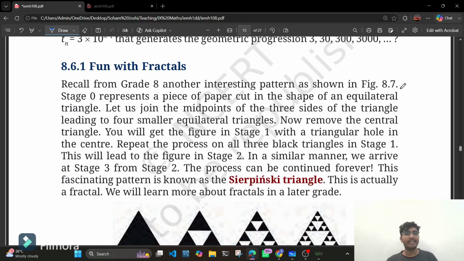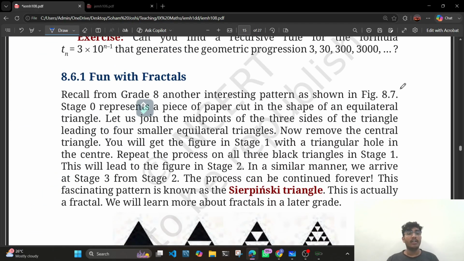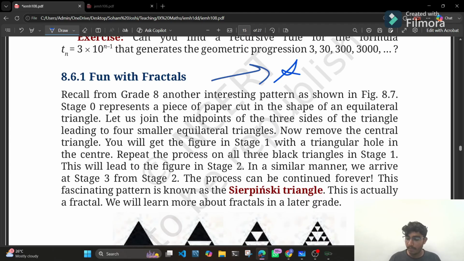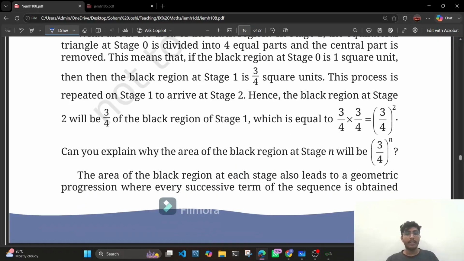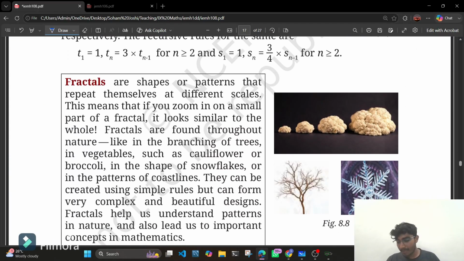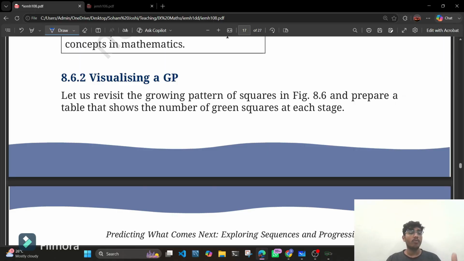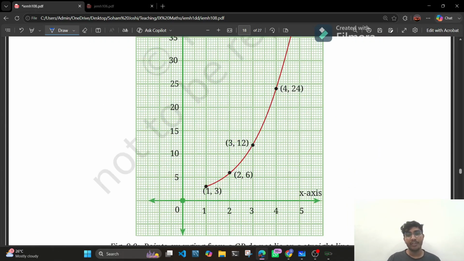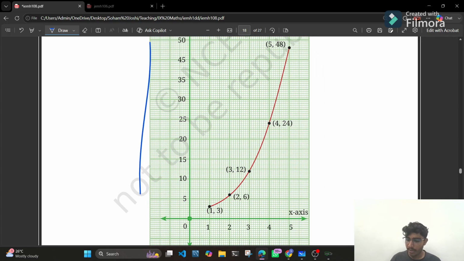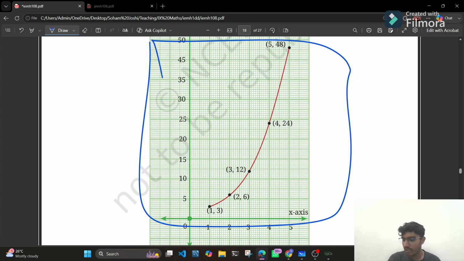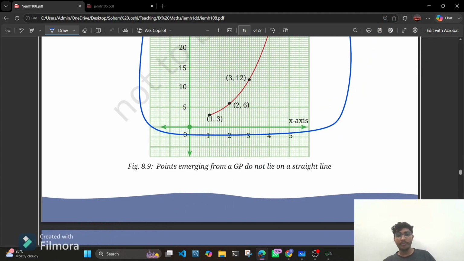Again, next up we have solved examples, etc. This is the self-learning part. You can just read it and get hands on it. In this chapter, that much is only given. You have a topic, visualizing a GP. If you plot a GP, that is geometric progression, this is what your graph looks like. It is a sort of a parabola.